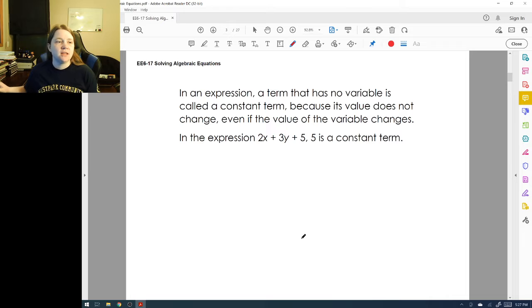In an expression, a term that has no variable is called a constant term because its value does not change, even if the value of the variable changes. In the expression 2x plus 3y plus 5, 5 is a constant term. You know what 5 is going to be. There's no variable in there to throw it off.